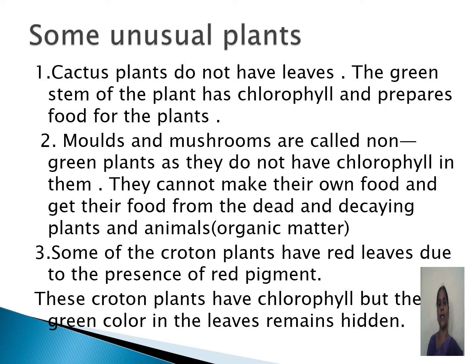Some of the croton plants have red leaves due to the presence of red pigment, and some croton plants have yellow or white pigment. Different types of croton plants have different kinds of pigments like red, green, white also. These croton plants have chlorophyll. In particular areas we can observe the green pigment in croton plants. Such areas only can make food for those plants. The green color in the leaves, the remaining part, will prepare food for the plants.